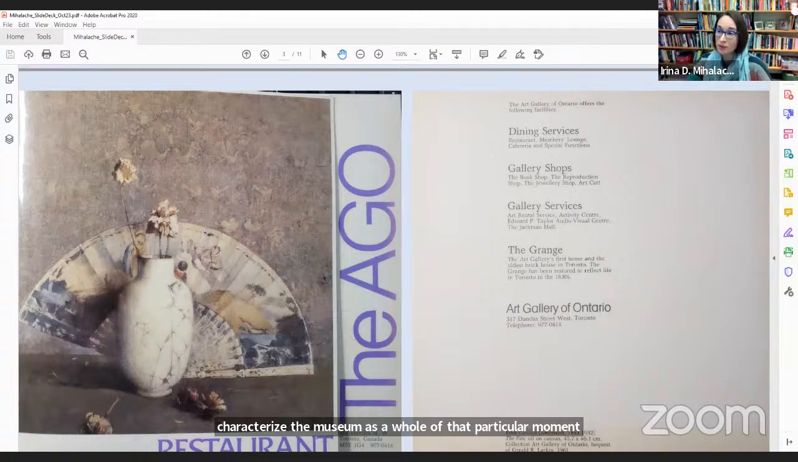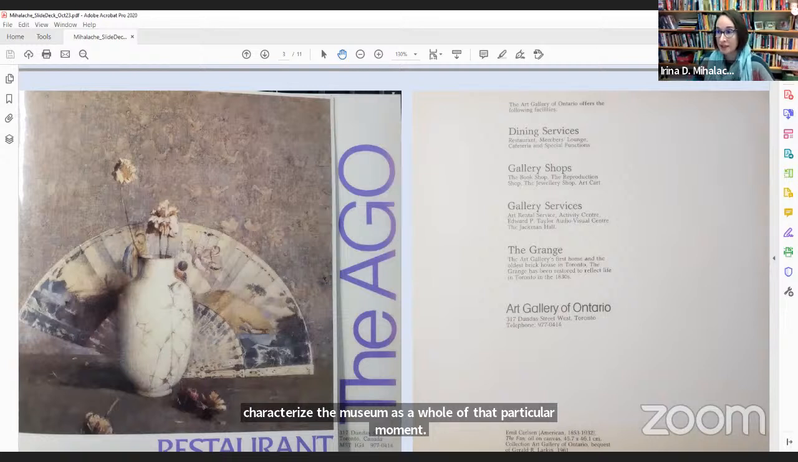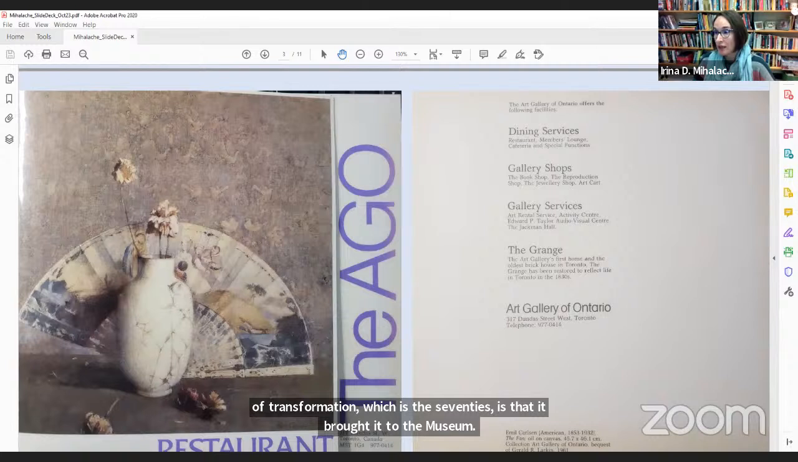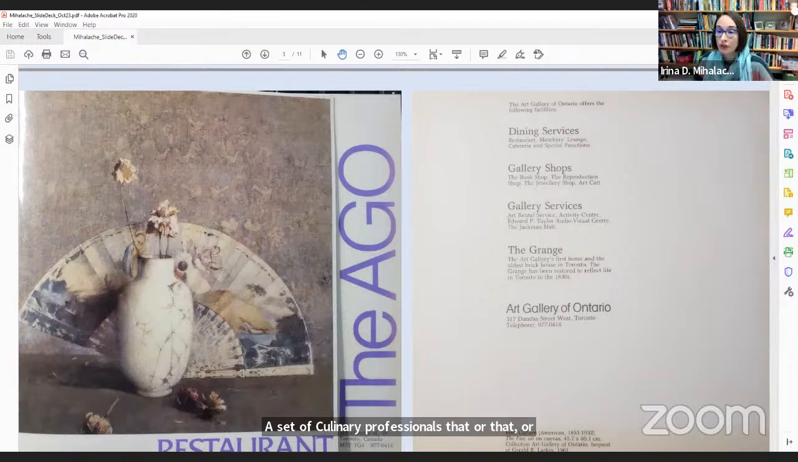What's also interesting about this decade of transformation, which is the 70s, is that it brought into the museum a set of professionals that were new to a museological space, which is a culinary team. There has not been, before the 1970s, a community of culinary professionals within the art museum. And the first reference that I was able to find to the culinary team of the AGO was in a 1974 annual report. And at that particular moment of time, we have a team of 12.